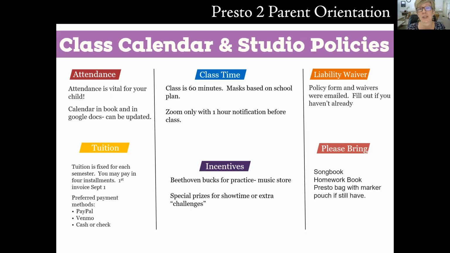This year for incentives, I'm going to go back to what I used to do: Beethoven bucks for practice, and then I have a class store a couple times a semester where they can buy things with their Beethoven bucks. That way they're getting an immediate reward, but a reward that then has to be saved up for, right? It has suited me really, really well. But then there will be extra surprise prizes for challenges and different things like that.